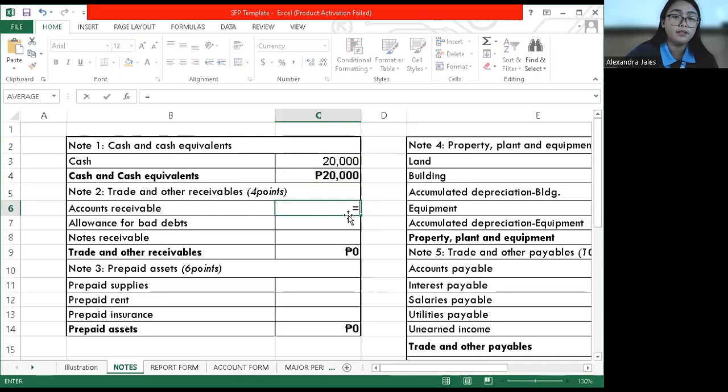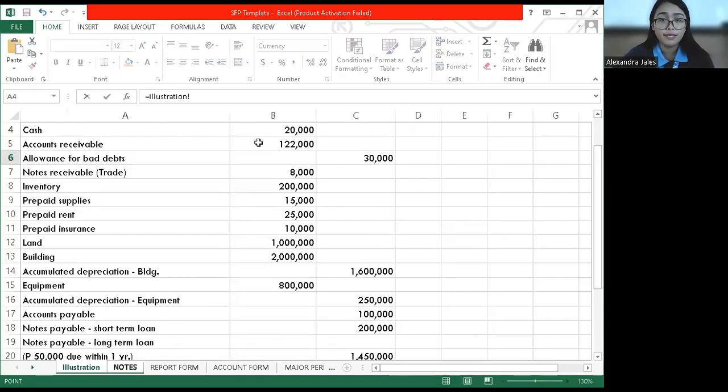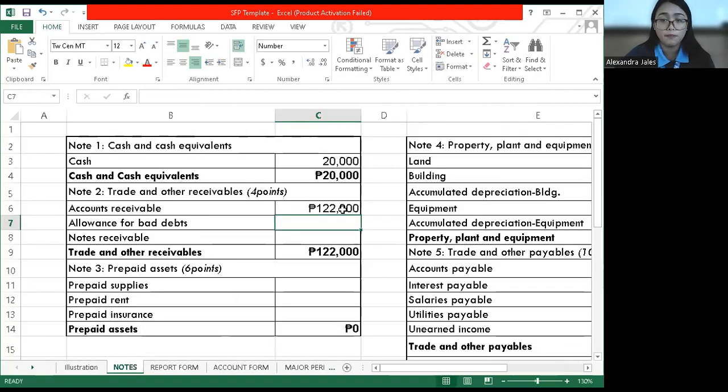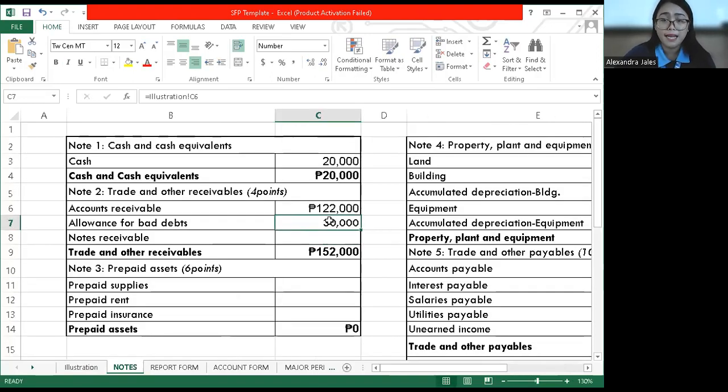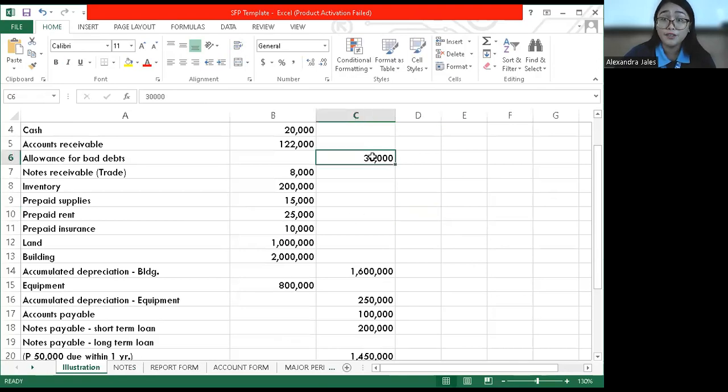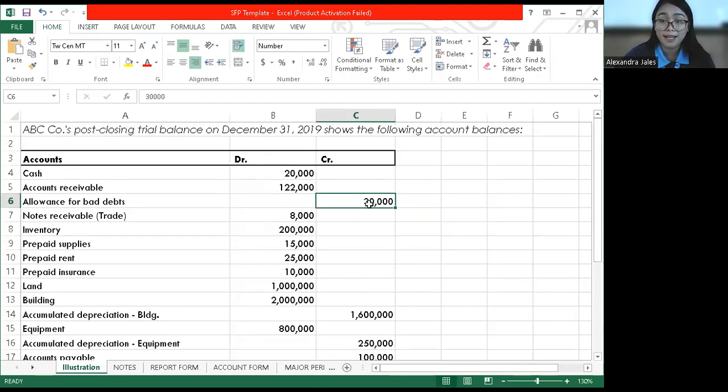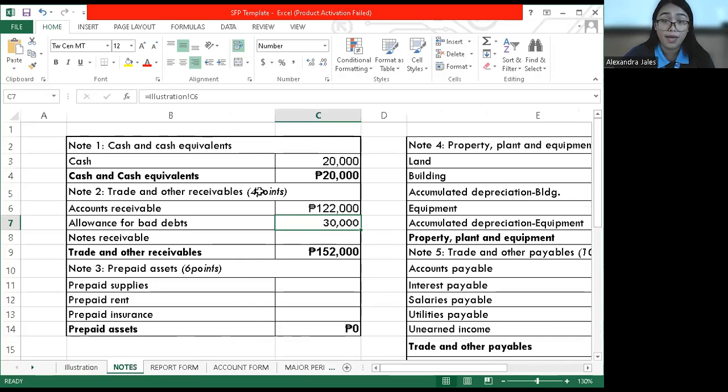How about your accounts receivable? How much is your accounts receivable? So that would be 122,000. So I'm just going to select that also. How about your allowance for bad debts? So we have here allowance for bad debts. And what does it mean if it is allowance for bad debt? Take note of your natural balance, right? Natural balance, if your asset is under credit, that means your asset decreases, okay? Again, asset decreases when it is credited. Since your asset belongs to credit, that means we have to subtract, okay?